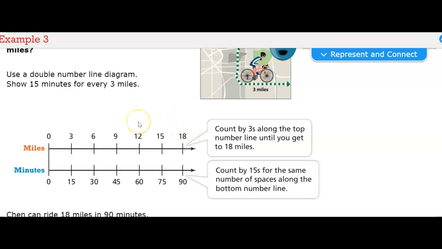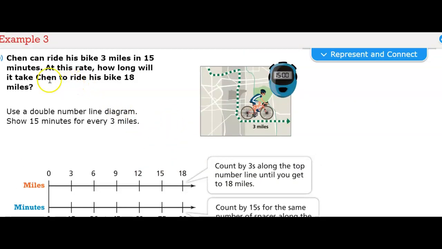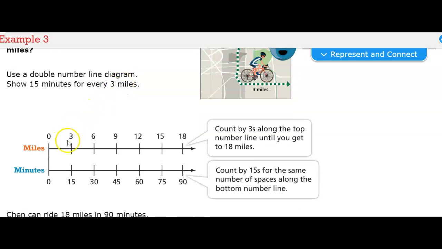So now we're going to again answer the question: at this rate, how long will it take Chen to ride his bike 18 miles? We look at the top of the diagram and you have 18 miles, and you just look directly down and you have 90 minutes. So the number of minutes it would take for him to ride his bike 18 miles would be 90 minutes.